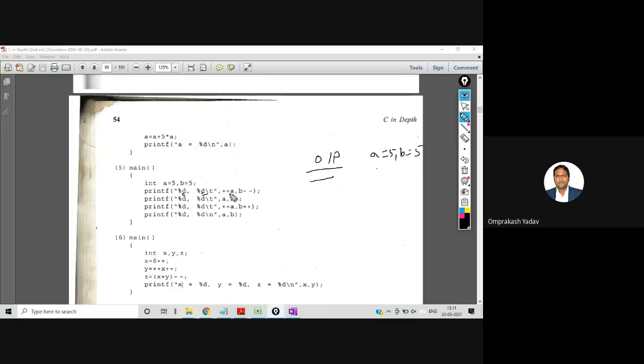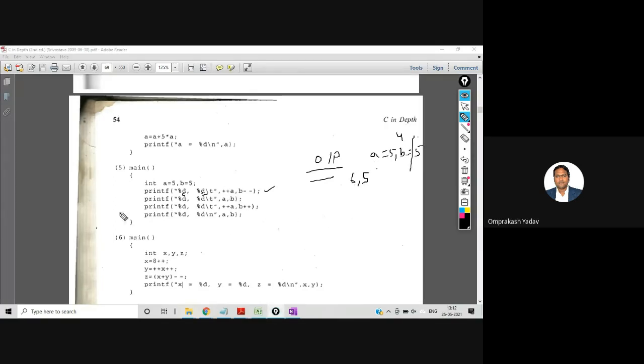So plus plus a is a pre-increment. First the value will be incremented and then it will be printed. So the value of plus plus a is 6. Then comma, and b minus minus is a post-decrement. First the value will be printed and then it will be decremented. So this will print 6 comma 5, and when this statement is over, b will be changed to 4.